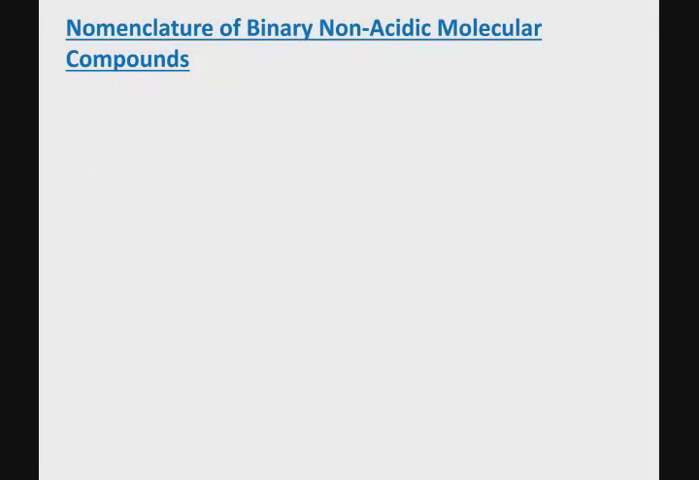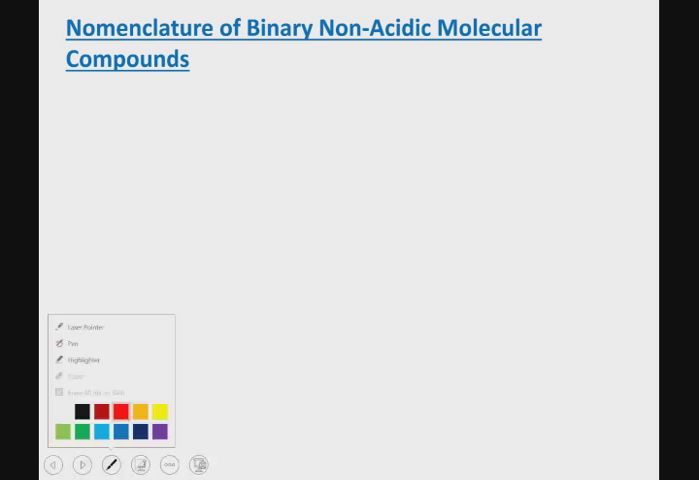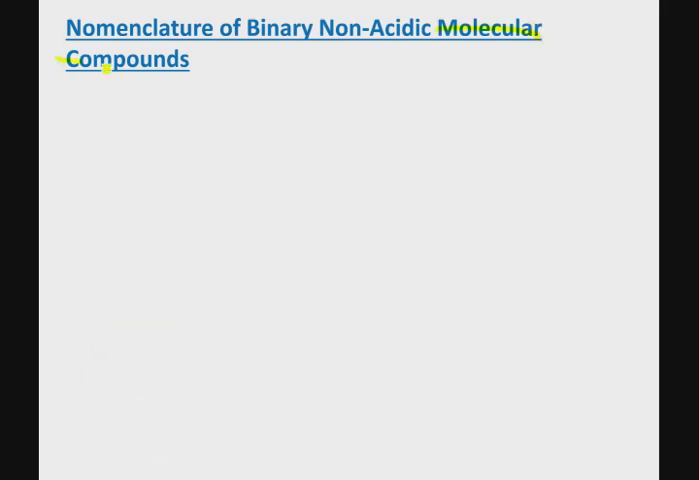Let's go over naming binary non-acidic molecular compounds. Now, just to remind you what molecular compounds are: those compounds that do not have ions in them. In other words, there are no cations and there are no anions either. How do you distinguish molecular compounds from ionic compounds?